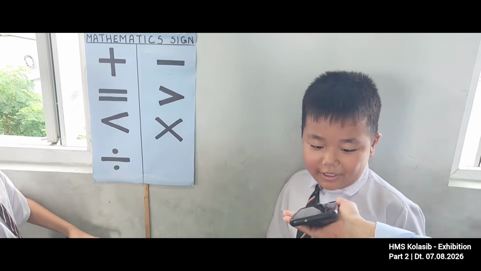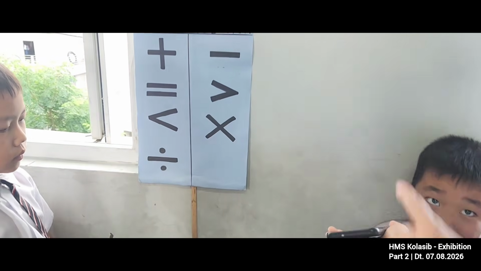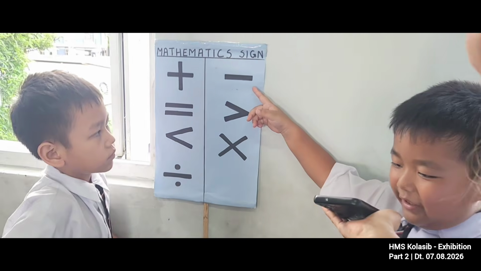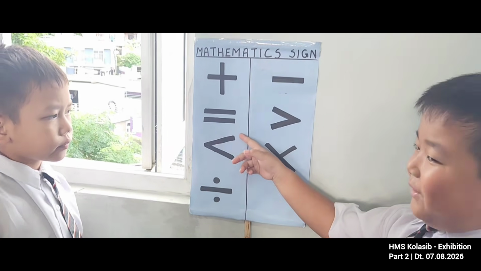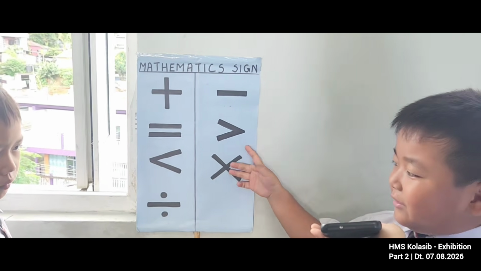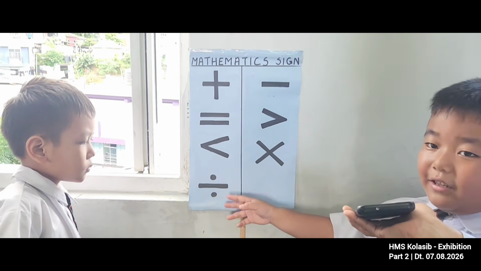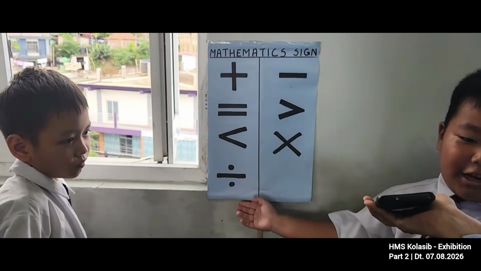These are mathematics signs. This is addition sign. This is subtraction sign. This is equal sign. This is greater than sign. This is less than sign. This is multiplication sign. This is division sign.